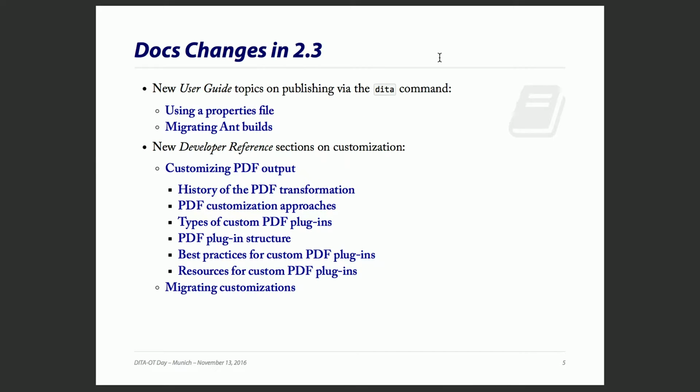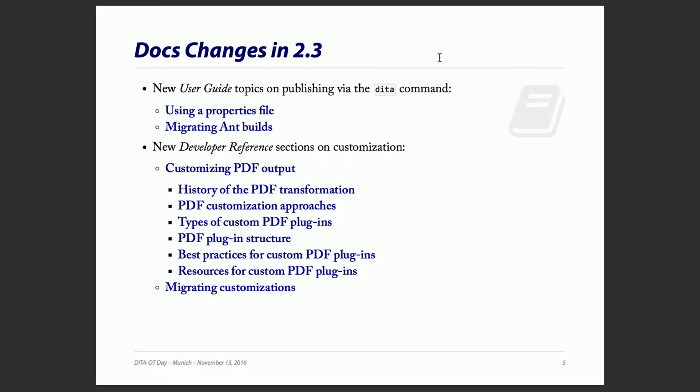What have we changed in 2.3? The user guide has a few new topics about using the DITA command, and some of the ways that the DITA command supports generating output that may not be so familiar to people. So we can use properties files now to store the parameters that we want to pass to our builds.